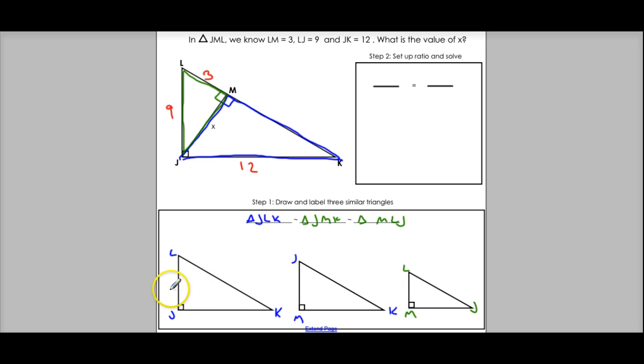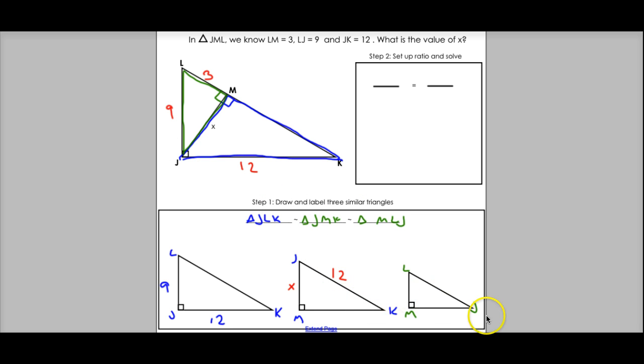So JL is 9, JK is 12, and do we know the whole length of JLK? No, we just know this part, so we're going to leave that blank. So we have 9 and 12. JMK, so we know JM is X, all right? We don't know what that is, but we will put an X there, okay? We know MK, well, actually we don't, so we can't put anything there. And then finally, JK is 12.